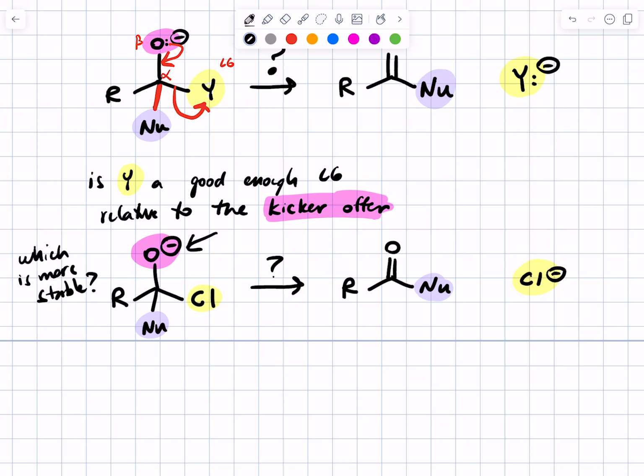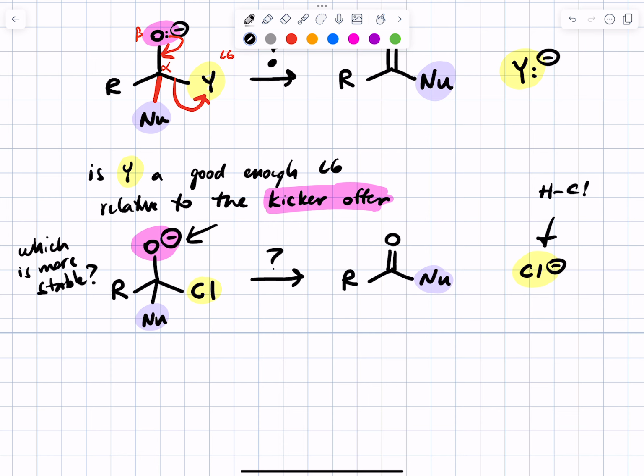Having a negative charge on the oxygen or having a negative charge on the Cl? You can figure that out based on a pKa table, right? You're basically asking, is Cl minus more stable than OR minus? And if you haven't got that down, look up the pKa's of their conjugate acids. HCl, what's the conjugate acid of OR minus? It's just an alcohol, pKa 16 versus pKa minus 7. Clearly, Cl minus is more stable. Therefore, it's favorable for the leaving group to leave, right?